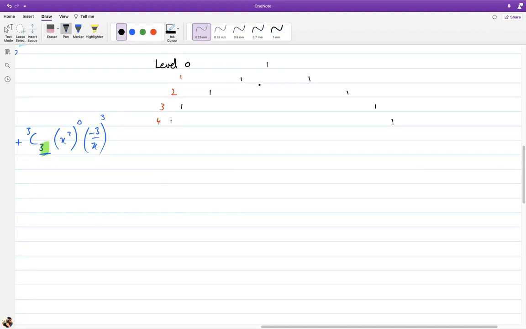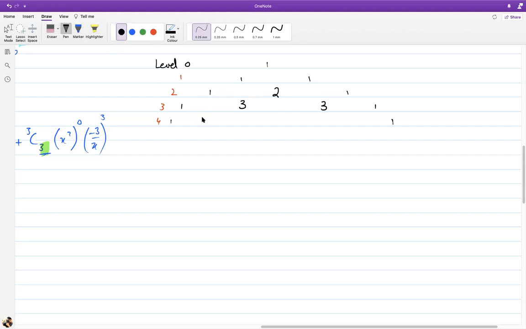How do you write the numbers? You add the two numbers above to write the number in the middle. Similarly, 1 plus 2 will give me 3. 2 plus 1 will give me 3 again. And obviously, we don't need the arrows.